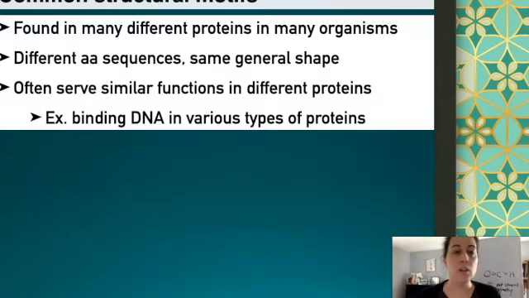All right, so moving on. Actually, I'm not going to talk too much about structural motifs. We will talk about these a little bit in a couple of problem sessions, so I'll try and focus on what we'll need for those problem sessions. So structural motifs are basically shapes that can be found in a lot of different proteins.